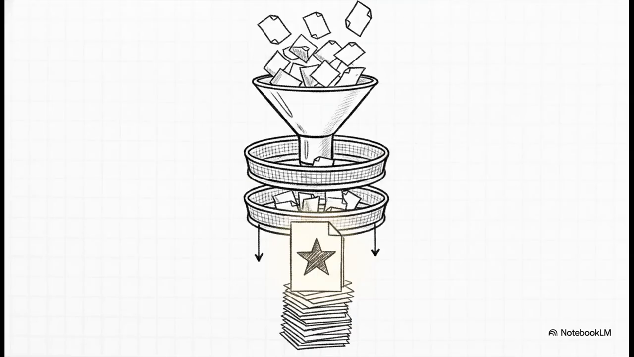Now, even with a great hybrid search, your initial retrieval might pull up, say, 20 to 50 chunks. That is way too many for the model to process efficiently. Enter re-ranking. Re-ranking acts as the specialized quality filter. It evaluates those initial candidate chunks and reorders them, ensuring that the exact right document, like for example a specific user's refund policy, is pushed to the very top before the model ever even sees it.